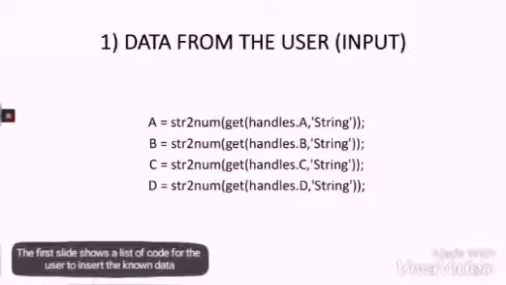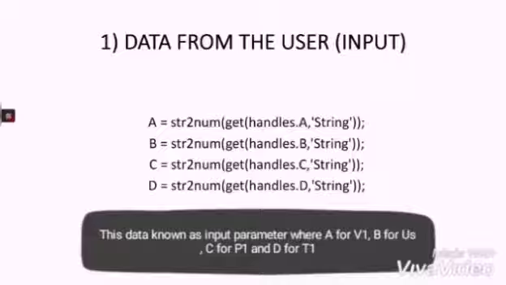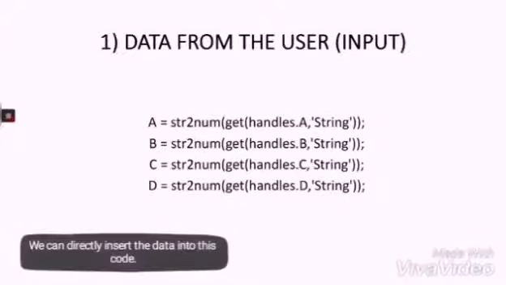The first slide shows a list of code for the user to insert the known data that we get from the problem that we want to solve. This data is known as input parameter, where A is for V1 velocity 1, B for US, which is velocity for the shock wave, C for pressure 1, and D for temperature 1. We can directly insert the data into this code.